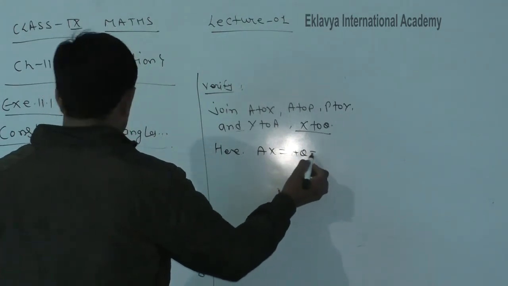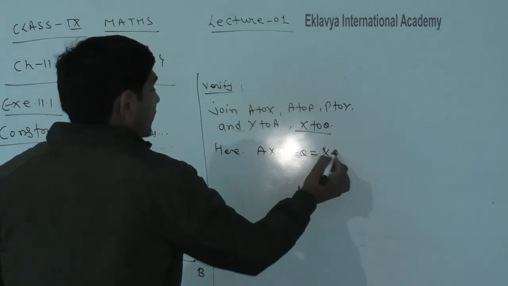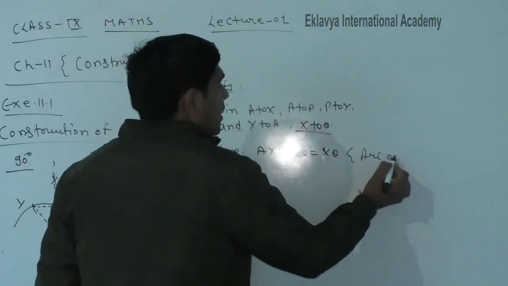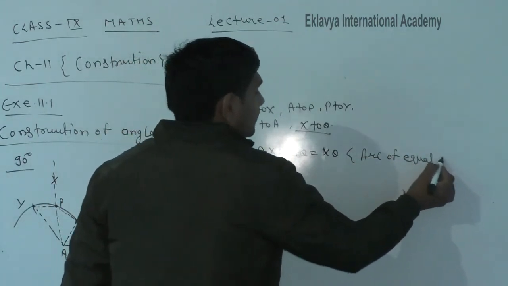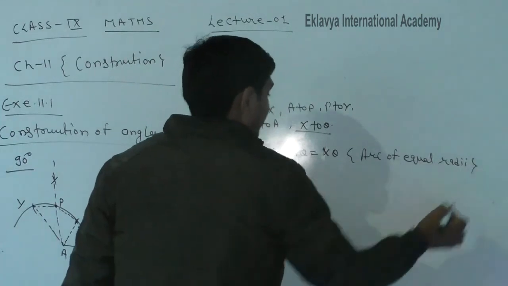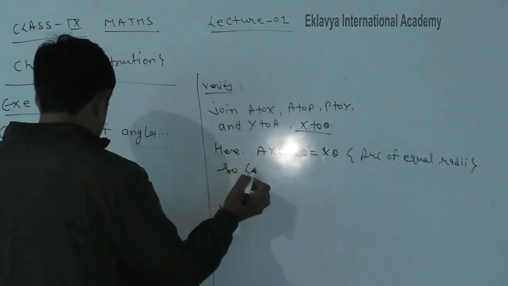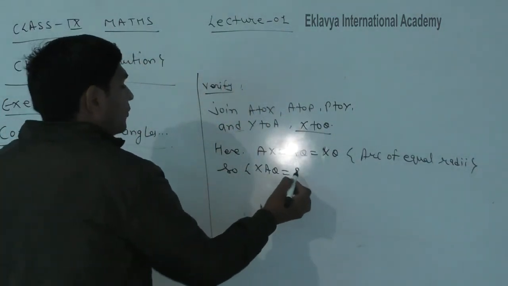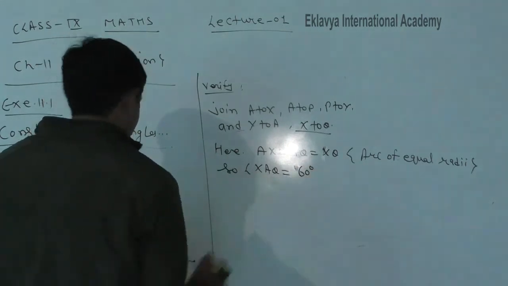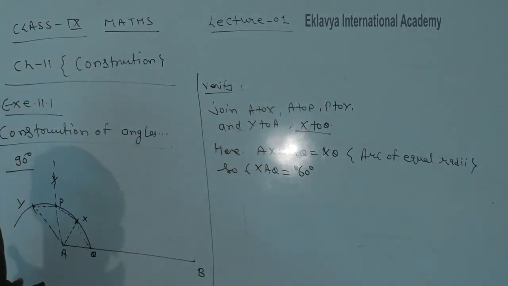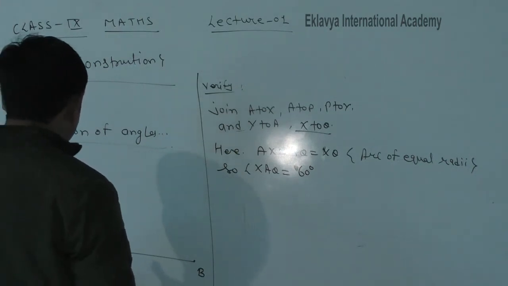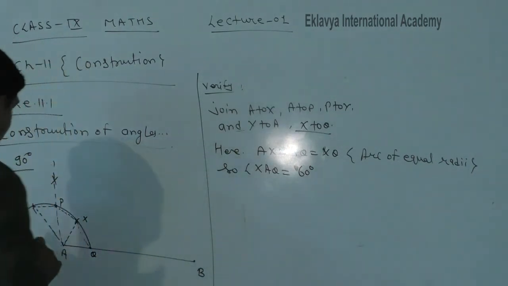So how we will verify here? AX is equal to AQ is equal to XQ, arcs of equal radius. So angle XAQ is equal to 60 degrees. Second, AY is equal to that one is equal to that one. So what will be formed? 60 degrees will be formed, and its bisector, what will be formed? 30 degrees will be formed.